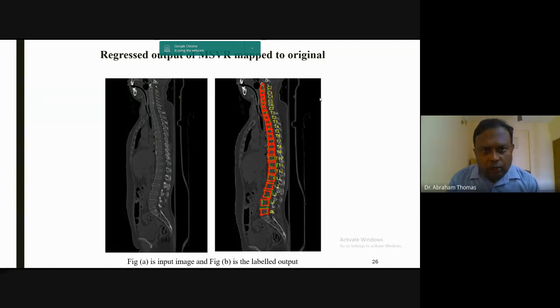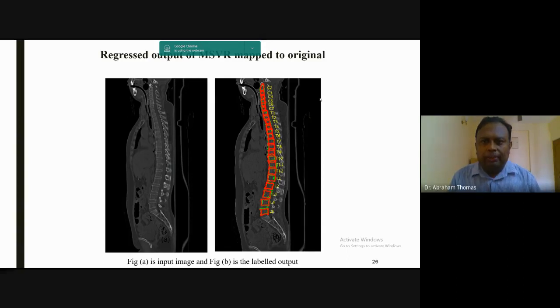Now the regressed output of MSVR mapped to the original. Figure A is the input image and figure B is the labeled output. So the green colored boundaries are the ground truth and the red ones are the predicted ones. And for each of these predicted boundaries, we find the centroid and sort it in the ascending order.